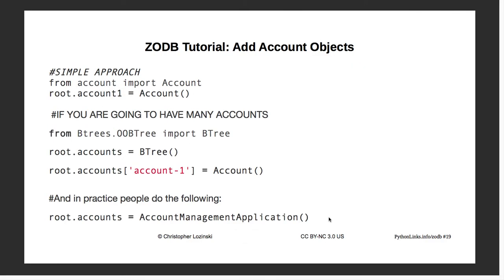So remember our account application. Here we create an account object and we add it to root.account1. But really, people have large collections. You don't just create one account, you create a collection of accounts. So what you do is you create one of these BTree containers. And so root.accounts is a BTree, and then you add things to the BTree by name. So account-1 would be added to it. Actually, what people really do is they build an account management application. So root.accounts is the account management application, then they interact with it, and that then adds the accounts.